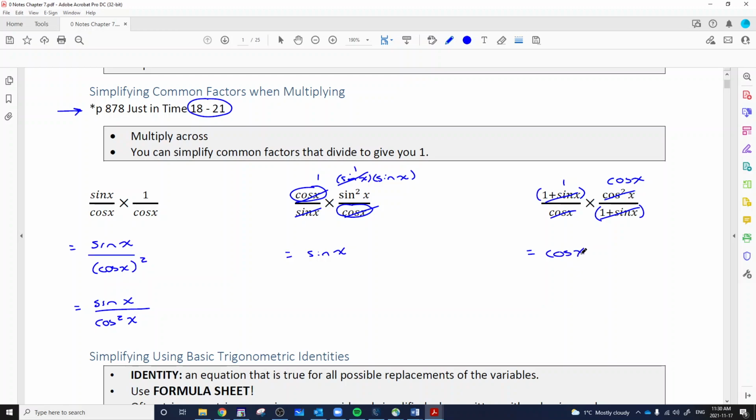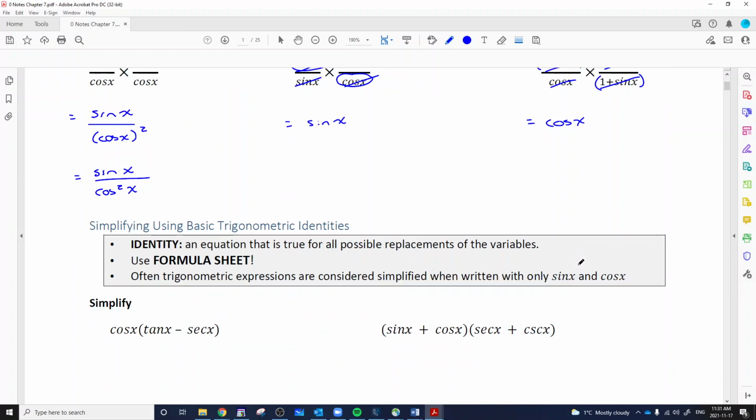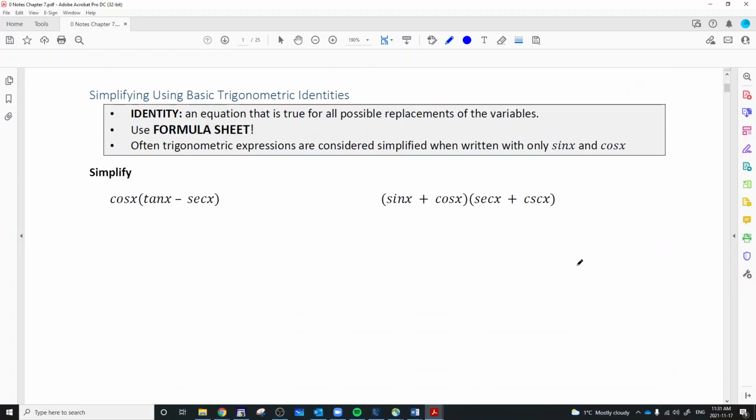Okay, so now what we want to do is move on from just simplifying rational expressions to a layer that's called simplifying with trigonometric identities. So an identity is an equation that's true for all possible replacements of a variable. In other words, it's something that's sort of set in stone, and we know that it's true.